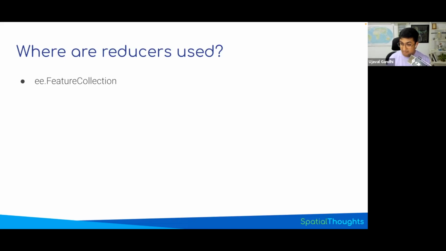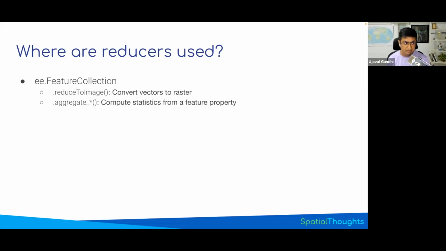For feature collections, if you have tables, vector data in Earth Engine, you can also run some reducer functions. There's reduceToImage, which will convert a vector to raster, the opposite of reduceToVectors. On a feature collection, there are also dot aggregate functions, so things like aggregate_mean, aggregate_max. This will allow you to take a property of a feature collection and run some statistics. So let's say you have uploaded a shapefile and you have an attribute, and you say, I want the average value of the column. There'll be aggregate_mean of that property. There's a generic function called reduceColumns, where you can compute statistics for multiple columns. So again, same thing as the first one, but you can do the second one for multiple columns.